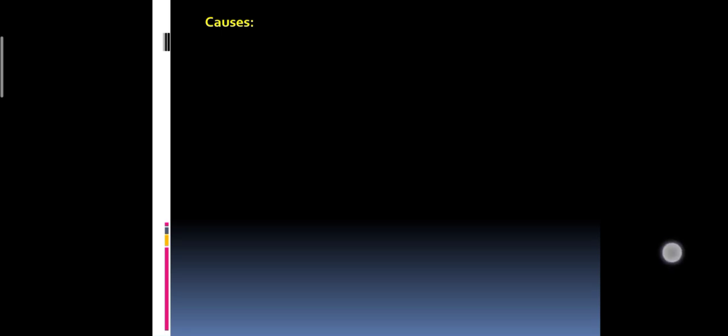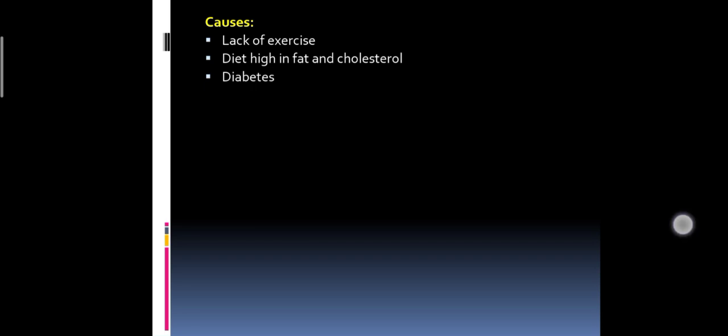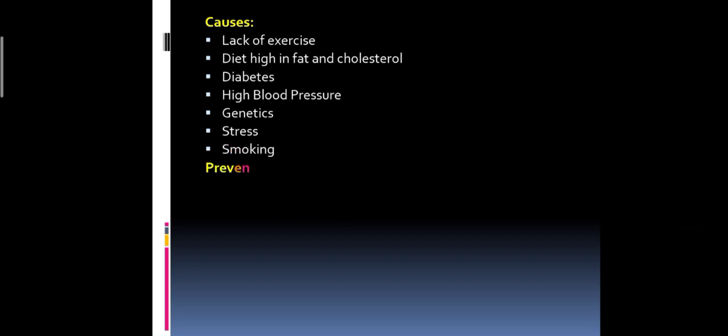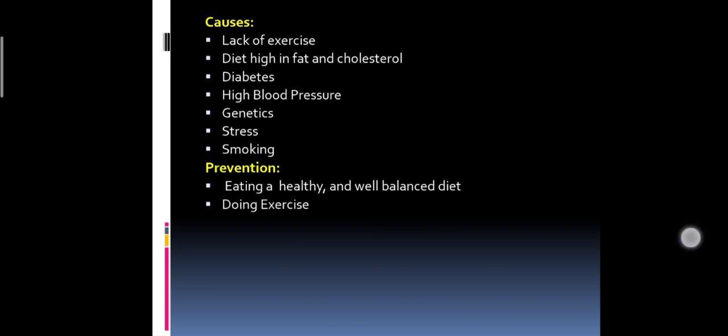What are the causes of coronary artery diseases? It is caused by lack of exercise, diet high in fat and cholesterol, diabetes, high blood pressure, genetics, stress, and smoking. How can we prevent coronary artery diseases? If we eat a healthy and well balanced diet, do exercise and improve our lifestyle, we can prevent it.